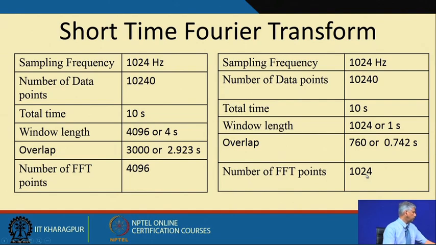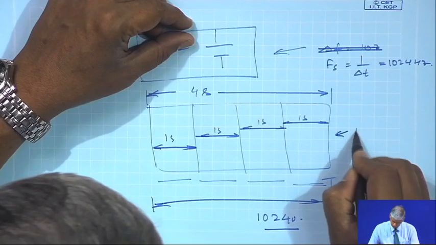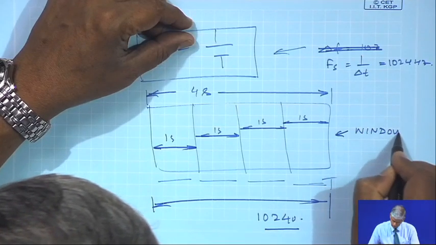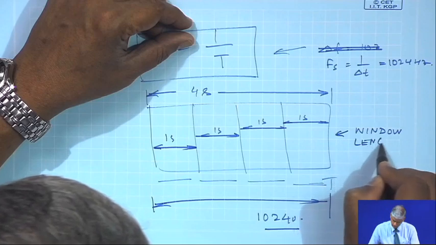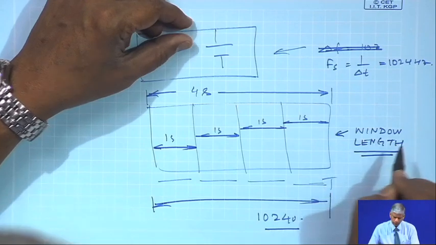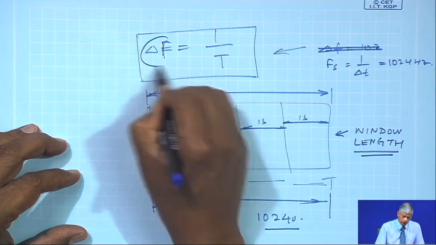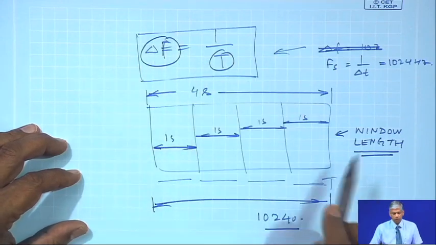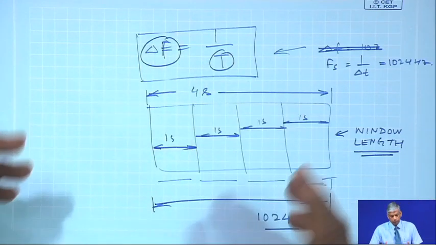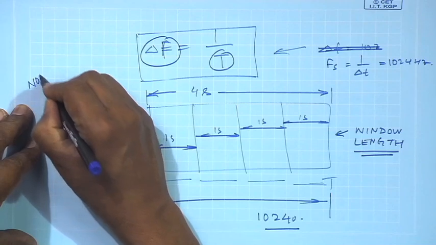So, you will see one has to play around with the number of data points or the time you are taking, it all depends on the window length. So, your window length selection plays around with either delta f or t, but people had developed these techniques after to use for non-stationary signal analysis.